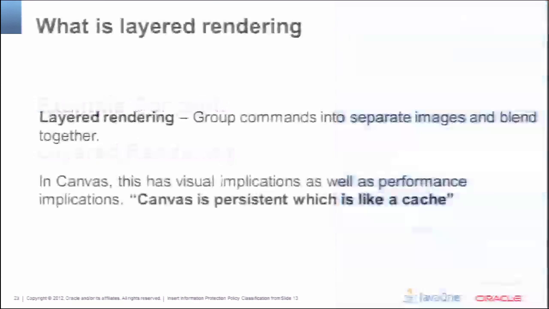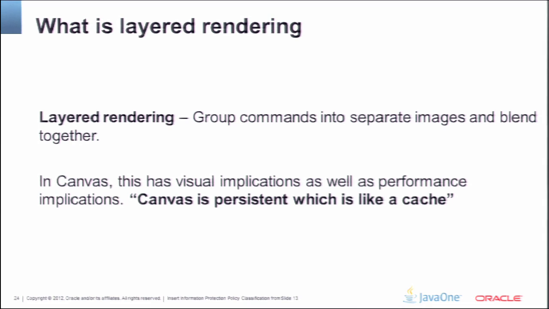So another example that I wanted to show, our concept really, is layered rendering. Like Jim said, canvases are by default transparent. And so, with layered rendering, you group rendering commands, or rendering operations, into separate images and then blend them together. Image composition is a big part of Photoshop and a lot of image tools.